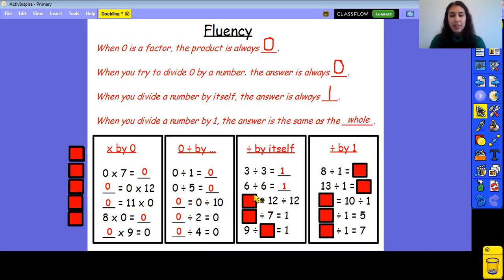Oh, this time it's my answer that's moved to the beginning. My equation is still the same, except my answer is now at the start. So 12 divided by 12 is equal to 1.